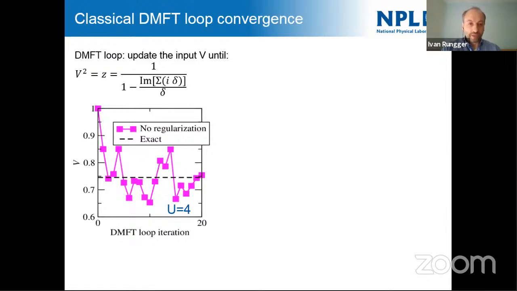And that's what we do here in this graph at the bottom. We start at 1, which is just a random initial guess for V. And 0.75 is the exact result. At the beginning, it goes down quite nicely, but then it starts to oscillate a lot, and essentially it doesn't converge. So this is not very good.